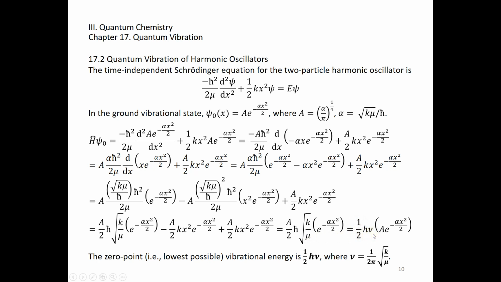Alright, the angular frequency is 2 pi times the ordinary frequency nu. So over here, chemists usually write 1/2 h nu. Physicists usually write 1/2 h bar times omega. But they are the same. 1/2 h nu equals 1/2 h bar omega. Nu is 1 over 2 pi times the square root of k over mu. The angular frequency is just the square root of k over mu.